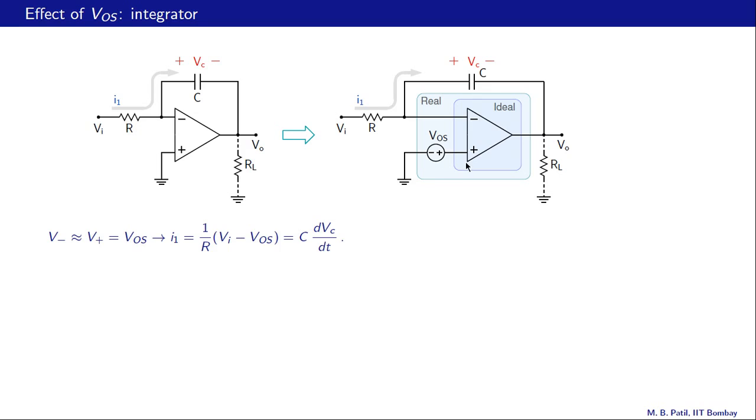Now for the ideal op-amp, we know that V plus and V minus are nearly the same. Since V plus is VOS, V minus is also equal to VOS. What does it mean? That means this current I1 is VI minus VOS divided by R, that equation. And because the input current of the op-amp is 0, that current will also go through the capacitor. And therefore we can write I1 equal to C dVC/dt, and we get this equation here. In other words, the capacitor voltage marked here is given by Vc equal to 1 over RC integral of Vi minus Vos dt.